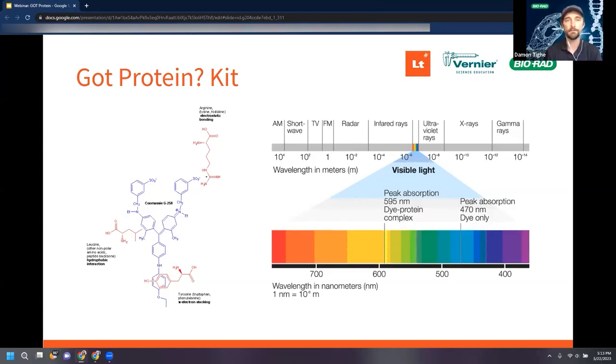And with the aid of a spectrophotometer, you're going to be able to get a very, very precise diagnosis of how much protein you actually have in your sample. And the way that we'll do that is with what we see on the next slide.